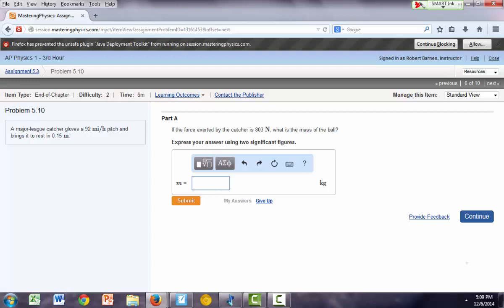Again, they're asking for the force exerted by a catcher. They give you the force exerted by the catcher, and they're asking for the mass of a ball. Well, obviously, if you know a force and they're asking for mass, you also need to know acceleration, because we've got our equation here, which relates force and mass, but we need the acceleration. And the information we've been given over here, the speed of a pitch that comes to rest in 0.15 meters, will allow us to find the acceleration by using our kinematic equations.